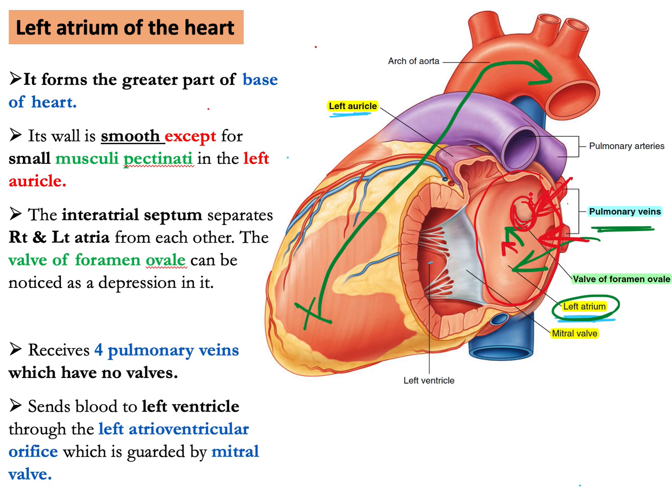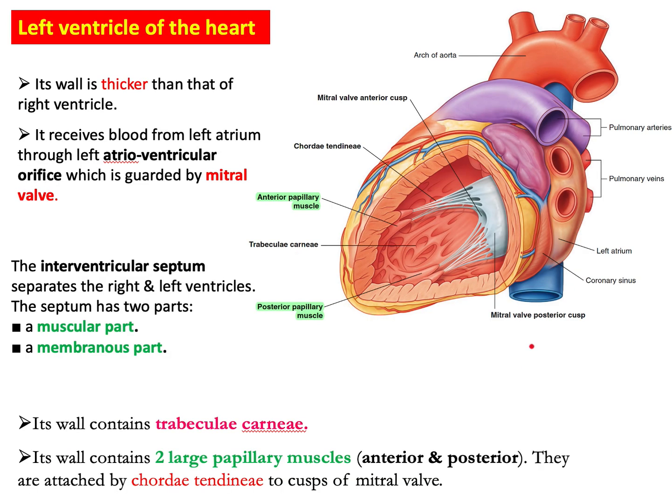The blood, once it reaches the left atrium, will move to the left ventricle through this orifice known as the left atrioventricular orifice, that is guarded by this valve known as the mitral valve or bicuspid valve. Now let us shift and follow the path of the blood from the left atrium to the left ventricle.